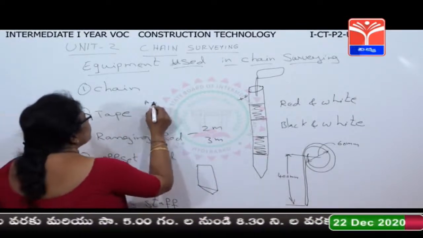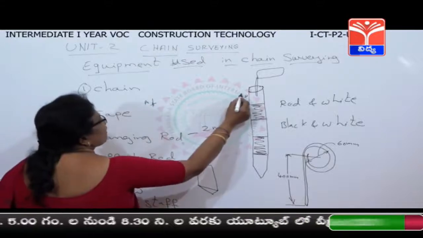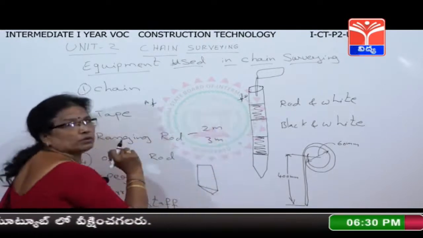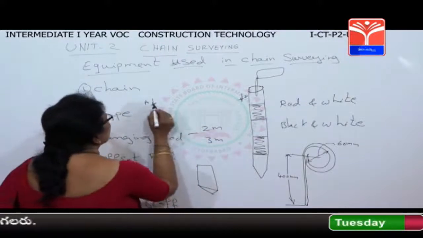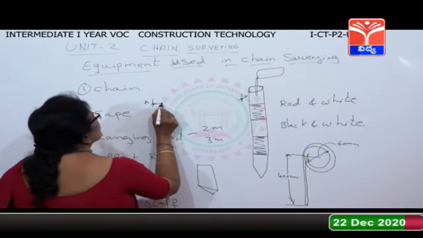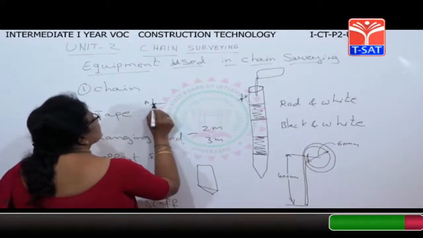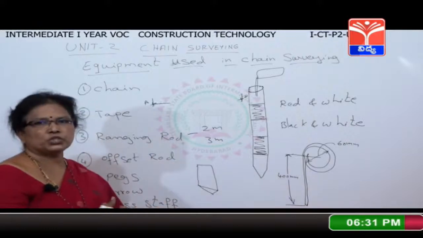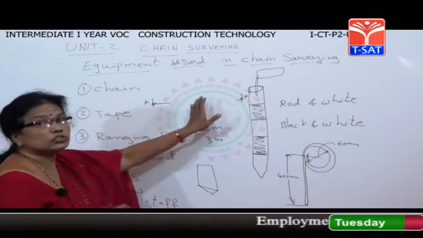So what you do, you place the ranging rod here and here. Then you will bring them in a straight line before the measurement. Once ranging is done, you will place the chain like this. If the 30 meter chain is over, we cannot bring another chain. We have to take this chain only.